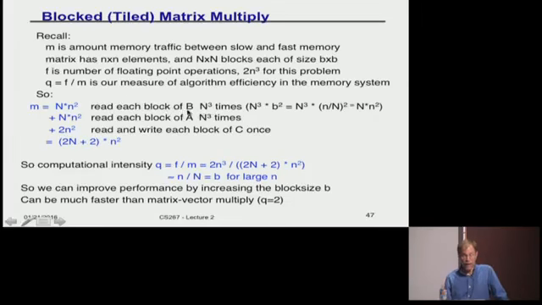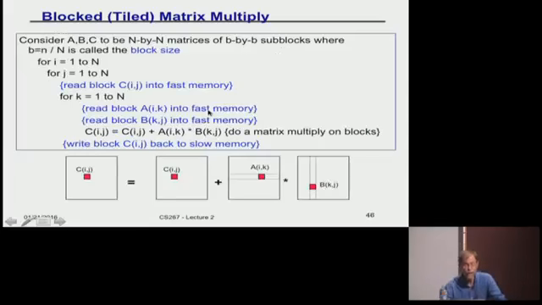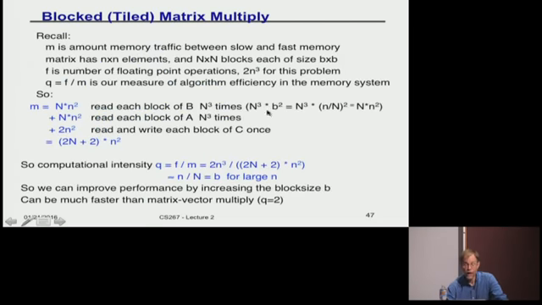Then I'm going to read each block of B capital N cubed times. Let me come back here. So how many reads is this? This thing is of size B by B, so that's B squared reads. And I'm going to do it capital N times capital N times capital N times. That's how many reads of A, how many reads of B. And so when I do the math, capital N cubed times B squared turns into capital N times little n squared. Same, that's reading B, reading A, and I still only read and write C once.